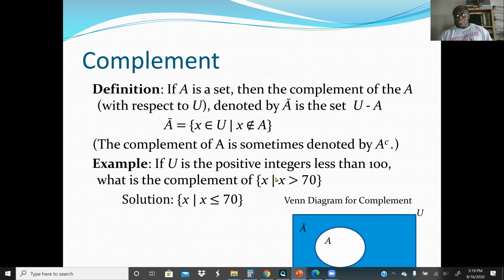So the answer here, since we said x is greater than 70, and we are looking for the complement of elements that are greater than 70, then the answer will be all the elements that are less than or equal to 70. So the solution will be x is less than or equal to 70. So complement is like opposite. Complement of B means all the elements that are not in B.